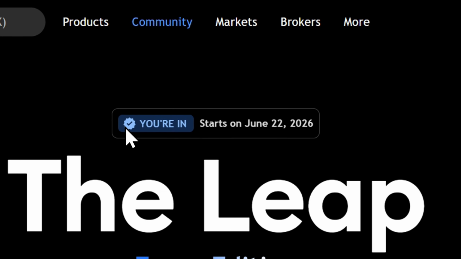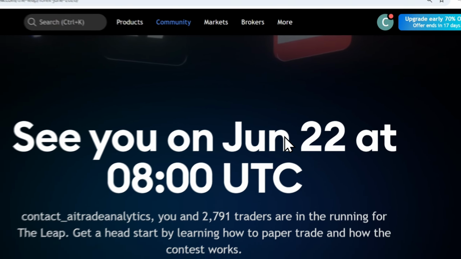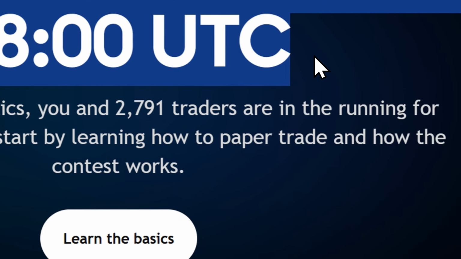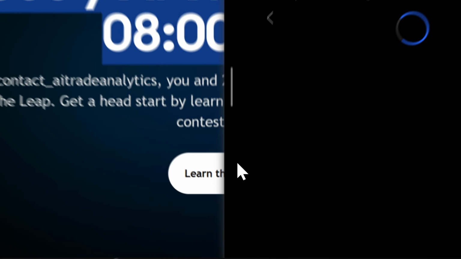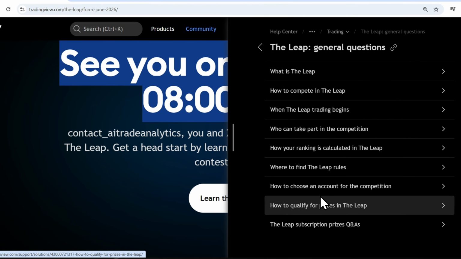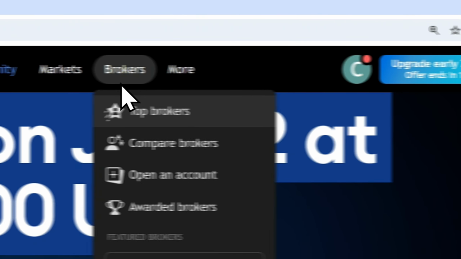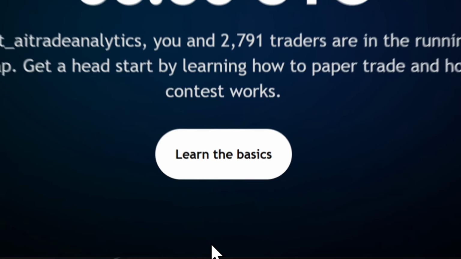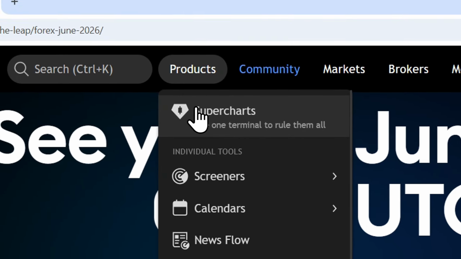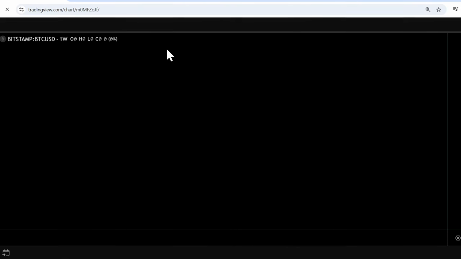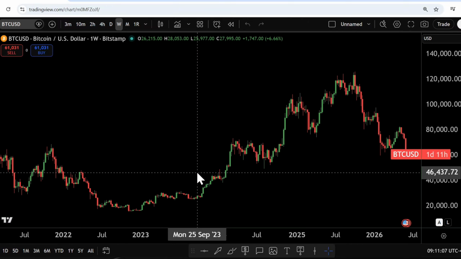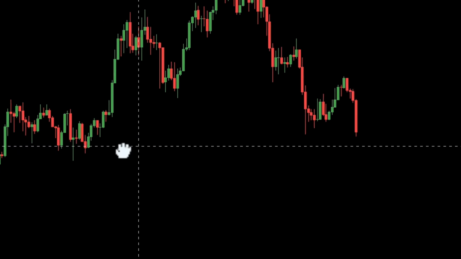Setting up your competition account. Here's where many beginners make mistakes. After joining, you'll open the trading panel inside TradingView. You may already have a personal paper trading account connected. That's completely normal, but only trades placed inside the official competition account will count toward the leaderboard. This is extremely important. Always verify which account is active before placing any trade. A few seconds of checking can save a lot of frustration later.